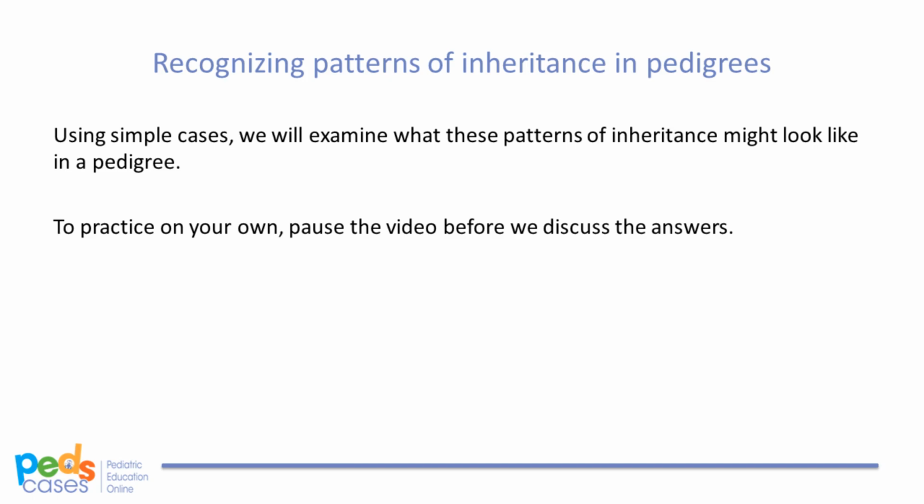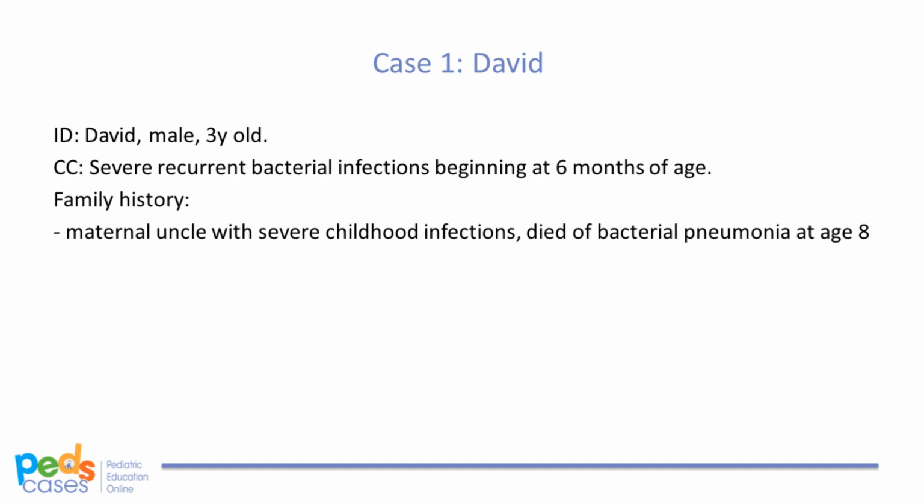the answers together. For the first case, we have a 3-year-old boy named David presenting with severe recurrent bacterial infections beginning when he was 6 months old. When a family history is taken from his mother, she states that no one else in the family has experienced anything like this except for her brother. Her brother, David's uncle, suffered from frequent and severe infections throughout his childhood and died of bacterial pneumonia at age 8.